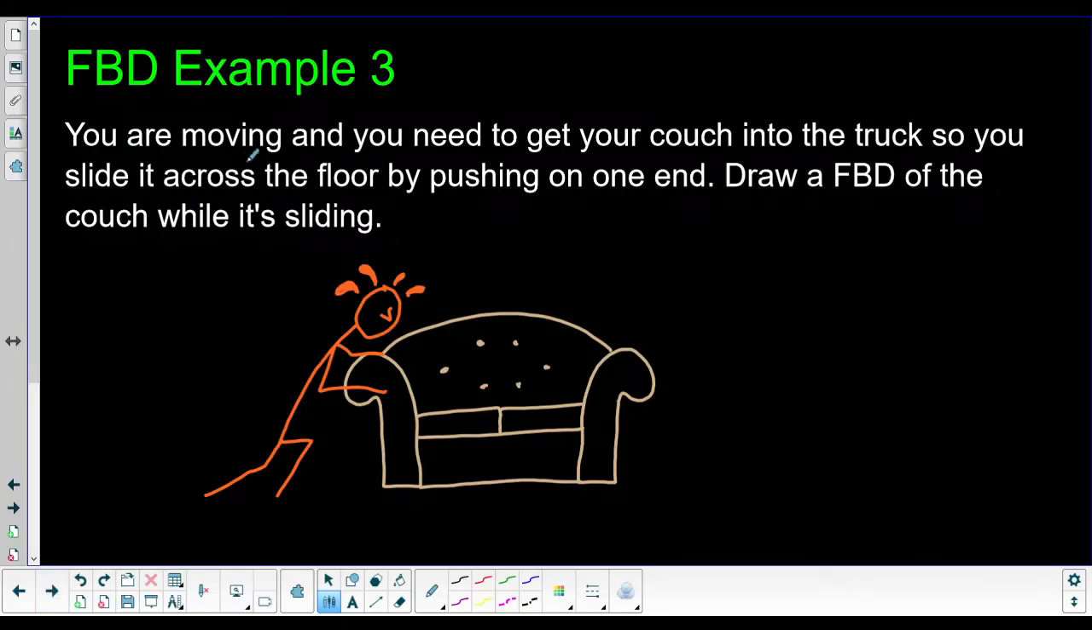So it says you are moving and you need to get your couch into the truck, so you slide it across the floor by pushing on one end. Draw a free body diagram of the couch while it's sliding. Okay. So we are looking at just this couch, so we're going to turn it into a point. Let's see. It's on Earth, so of course there's weight. That's kind of like a freebie gimme. The only time you won't have weight is when you're in space. And even then, there's probably a force of gravity.